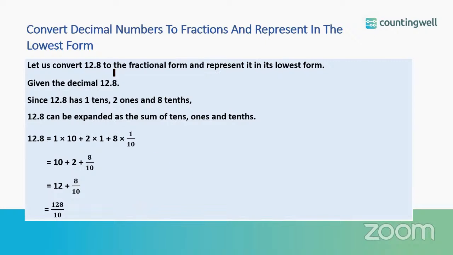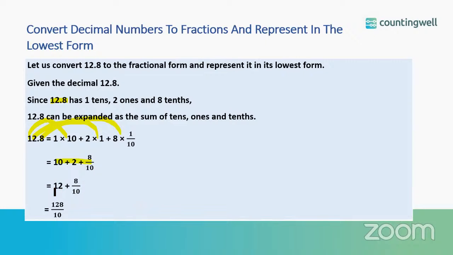Let us convert 12.8 to the fraction form and represent it in the lowest form. So first, 12.8 has 1 tens, 2 ones and 8 tenths. So place value of 1 is 10, place value of 2 is 2, place value of 8 is 8 upon 10. So adding this, we have 12 plus 8 by 10.